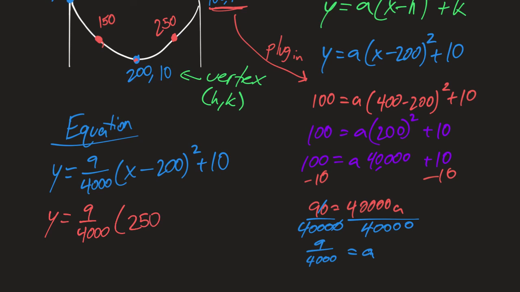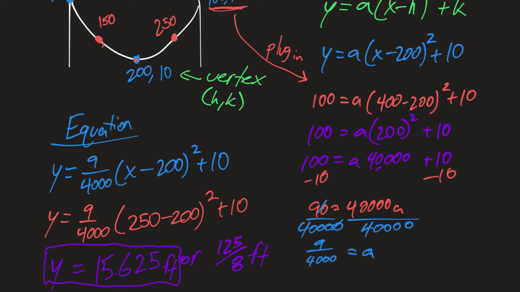So 250 minus 200 squared plus 10. And guys, if we can use a calculator since these numbers are a little bit big or a little funky, we should get that this value is 15.625, or 125 over 8 if you got a fraction. But either way, remember these are in feet, and this is that height of the cable for that bridge, right? At specifically either 150 or 250 feet. And these are both going to be the same point.